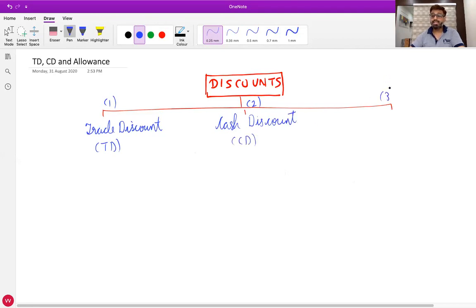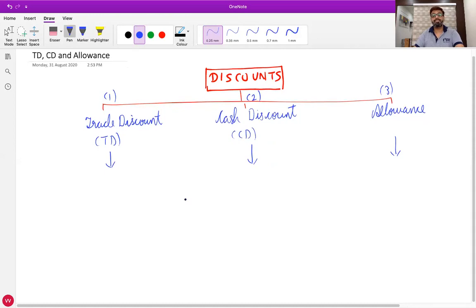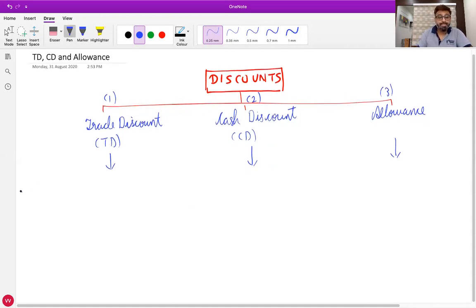Third is allowance. I repeat, you are not supposed to write right now. I will give you the time to write later on. Just understand the things first. What is trade discount, cash discount, and allowance? First point.